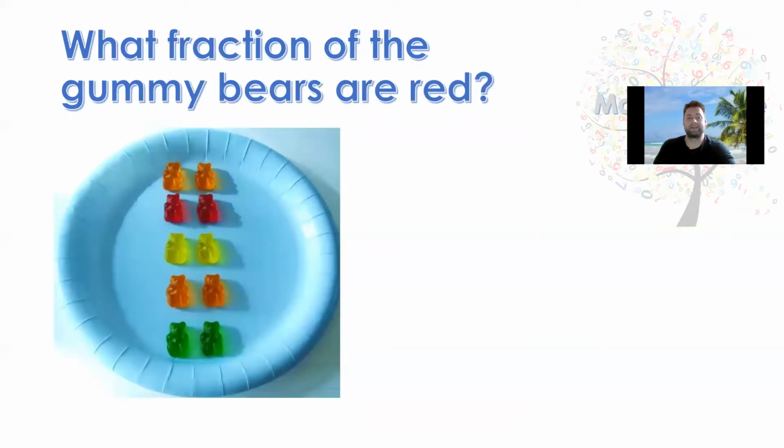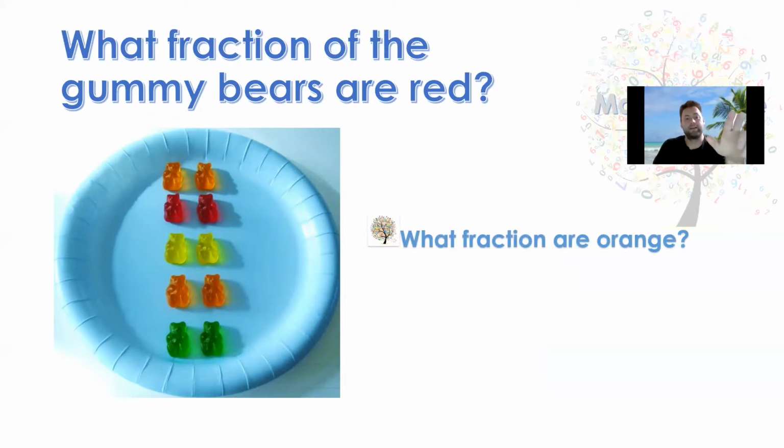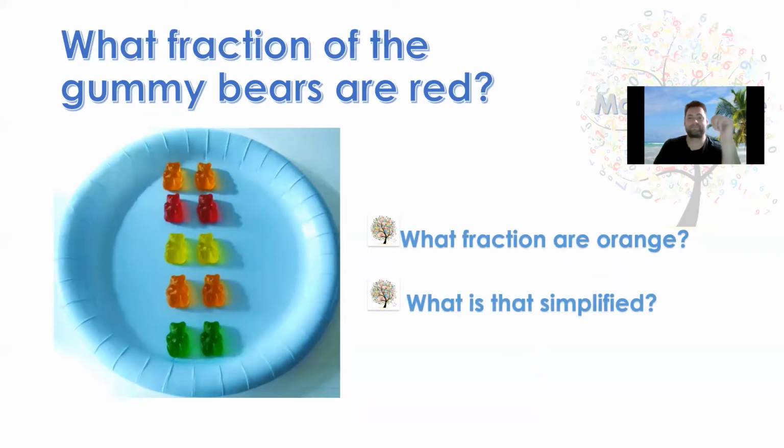Right, let's have a look at the gummy bears. What fraction is red? You can pause the video. So we've got 10 gummy bears in total. 2 of them are red, so it's 2 over 10. Now, what fraction are orange? Pause the video because the answer's coming. We've got 4 orange ones in total out of 10, so it's 4 over 10. Now, if we simplify that, we get 2 over 5. And as a decimal, 2 over 5 is 0.4.